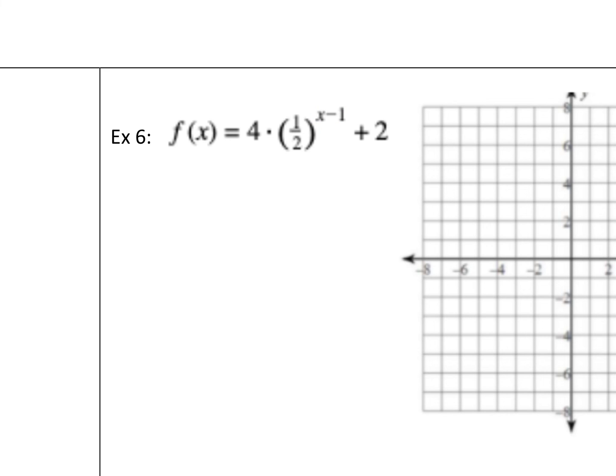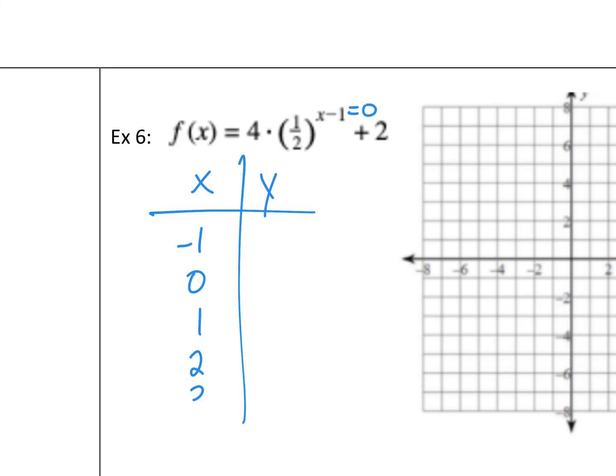So first things first, we got 2. Build a table. What helps me know where to start building a table? Yep, x minus 1 equals 0. What does x equal? 1. 2 numbers to the left of 1. 2 numbers to the right. Perfect. Plug those in.